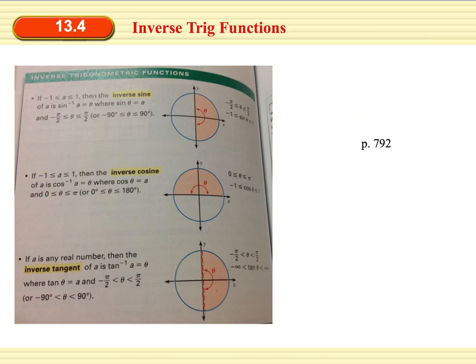And last but not least, we have our inverse tangent. With inverse tangent, our values are going to fall between negative pi over 2 and positive pi over 2. Notice here that our inequality symbols are just less than symbols, whereas up above there are less than or equal to for both inverse sine and inverse cosine. That's because, and again we'll go over this in more detail in pre-calc, when you graph this, you have a vertical asymptote at negative pi over 2 and pi over 2, so we cannot include those values.